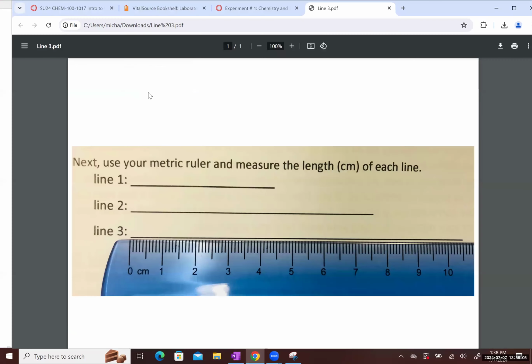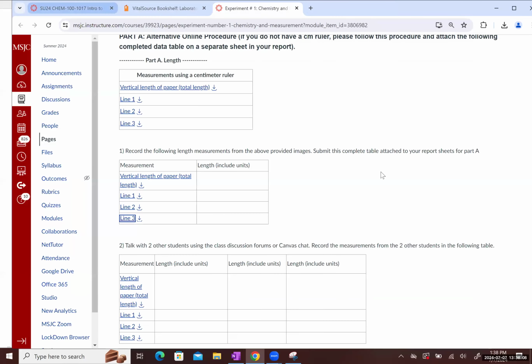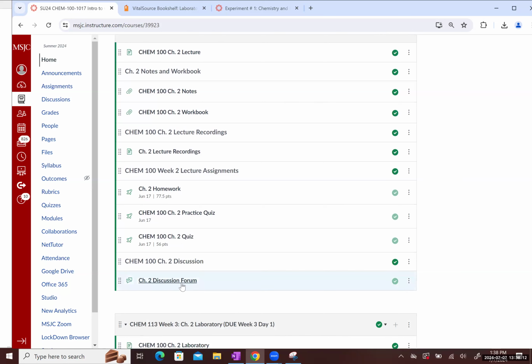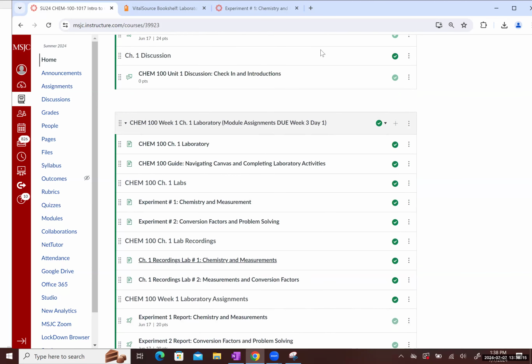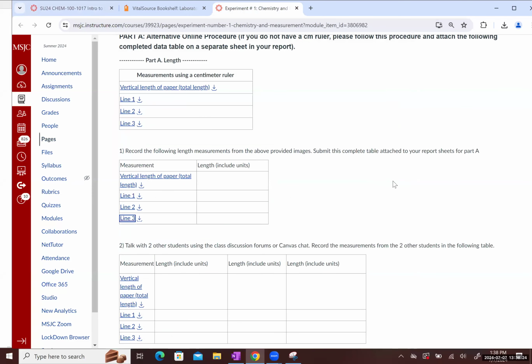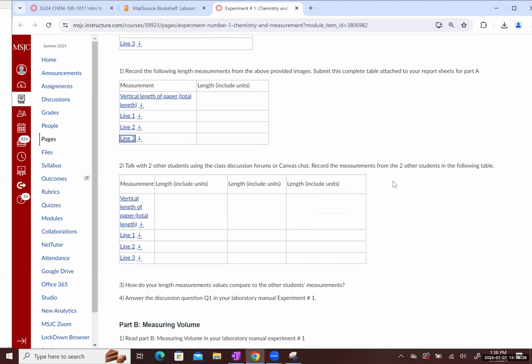To show everyone where that is, if you go to the course Canvas page, there are multiple discussions. You could post it in the week 2 discussion forum or the week 1 discussion forum, and you should see multiple students posting. Okay, so after you talk to 2 other students and you compare your length measurements to the other students' measurements, you'll have completed this part that requires the discussion.